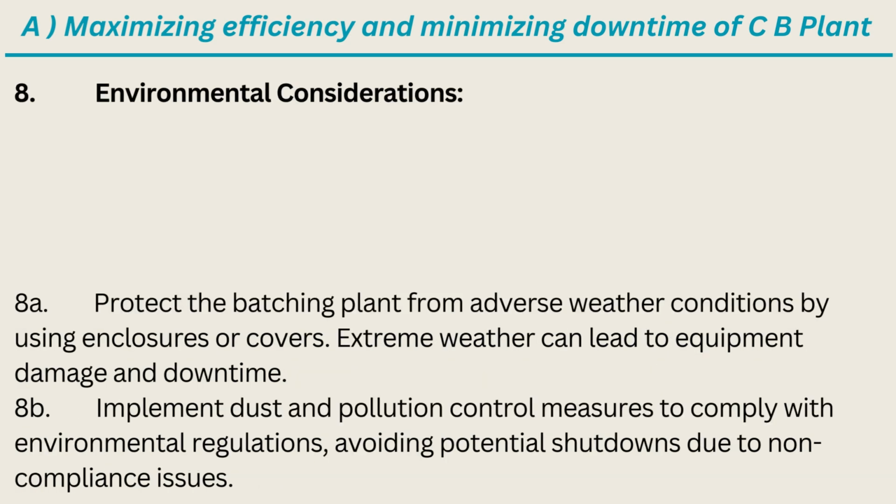8. Environmental considerations. 8A. Protect the batching plant from adverse weather conditions by using enclosures or covers. Extreme weather can lead to equipment damage and downtime. 8B. Implement dust and pollution control measures to comply with environmental regulations, avoiding potential shutdowns due to non-compliance issues.